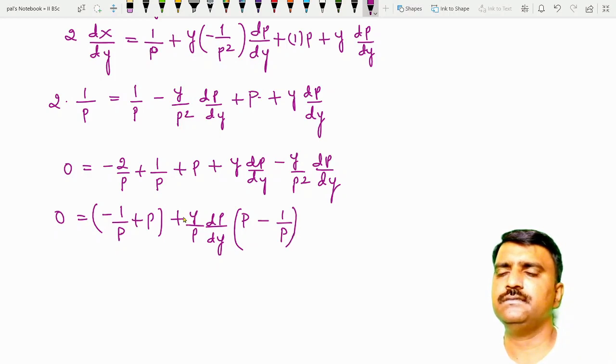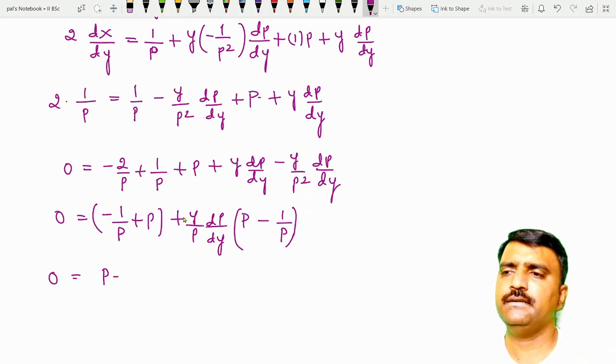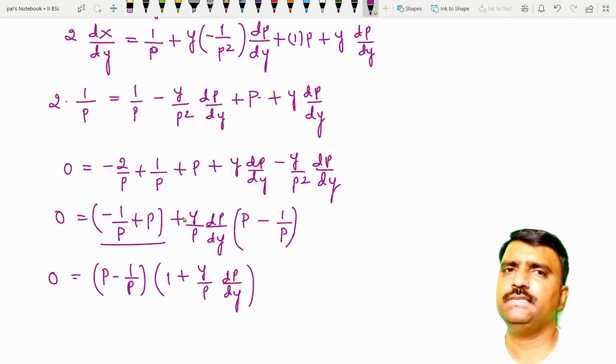Since I am taking y by p into dp by dy as a common factor, to make this balance, you see this is p minus 1 by p, this is also p minus 1 by p. That is why I did it like this. So now you take p minus 1 by p as a common factor. Remaining here is 1 and remaining here is plus y by p into dp by dy. So the product of these two factors is 0, which means either this is 0 or this is 0.